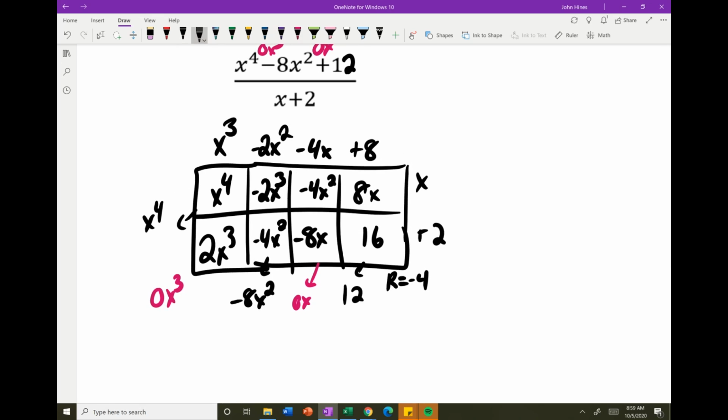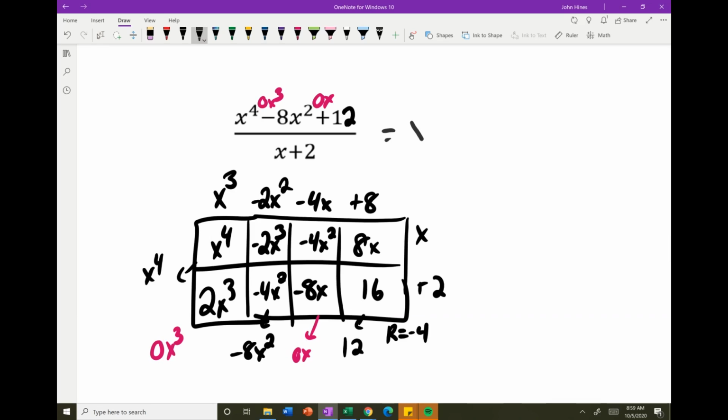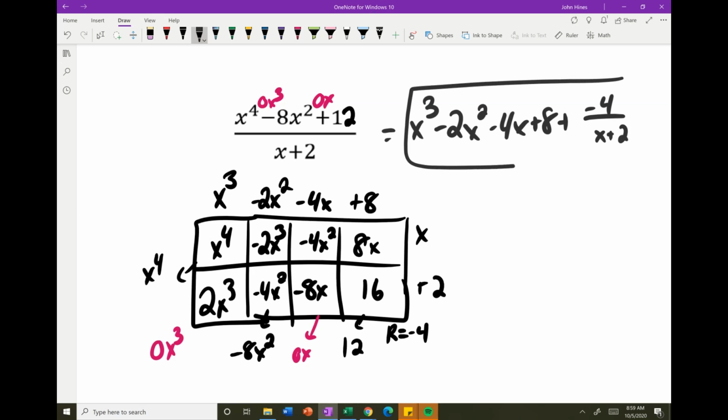So my final answer here is quotient plus remainder over divisor. And I'll see you guys in the next lesson.